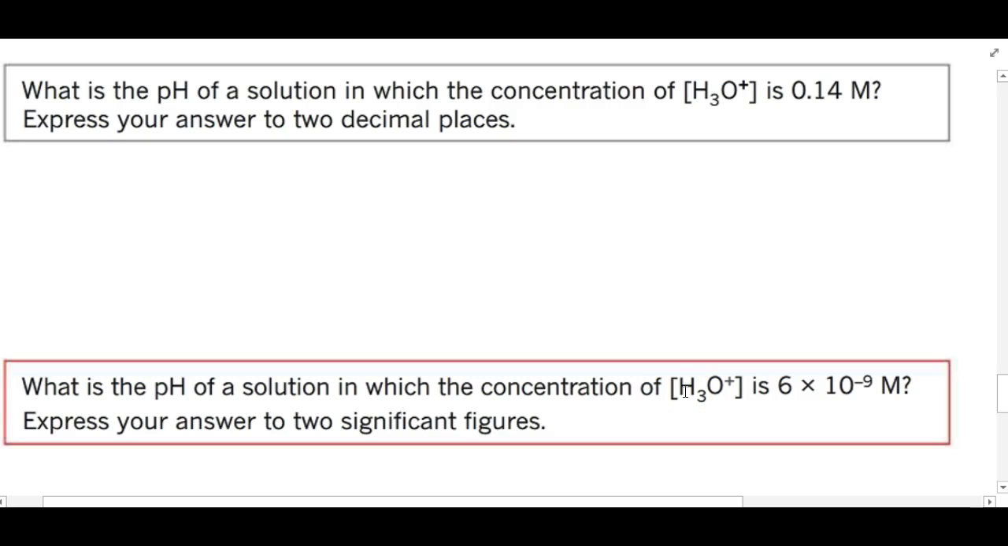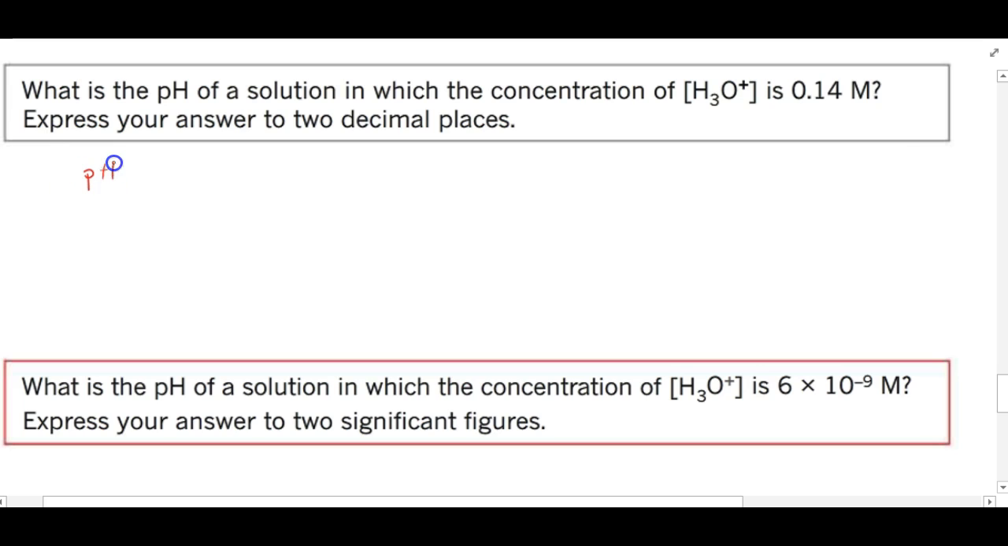Alright, so here's another one. What is the pH of a solution in which the concentration of H3O+ is given to you as 0.14 molar, in 2 decimal places? I'll give you a second to try that now. Right, so what formula do we need?